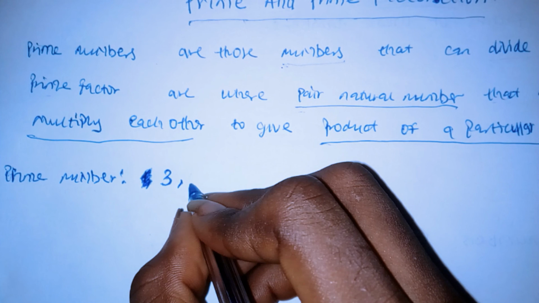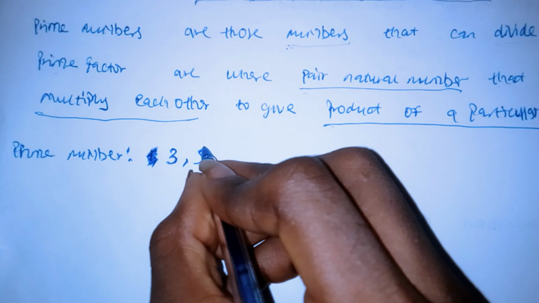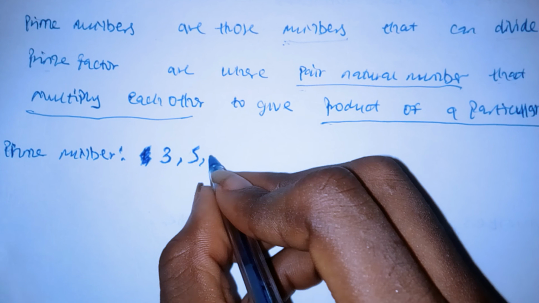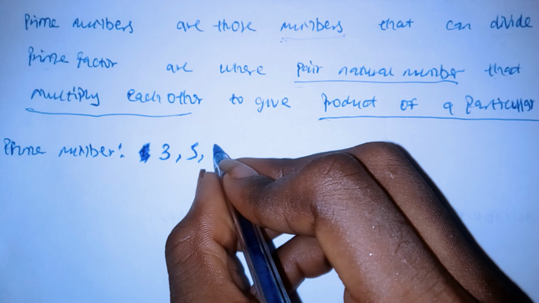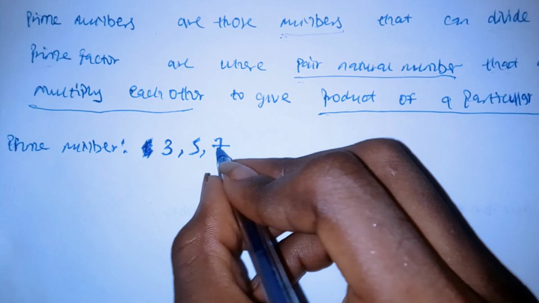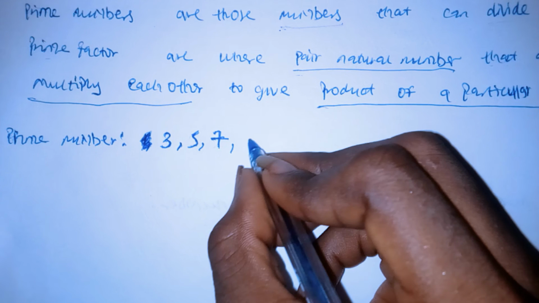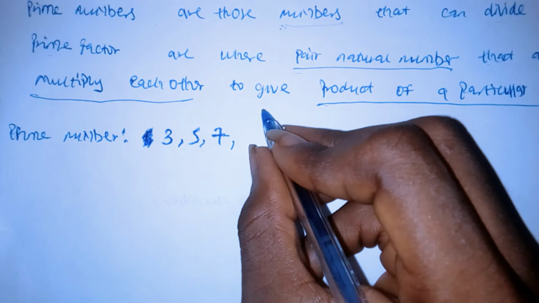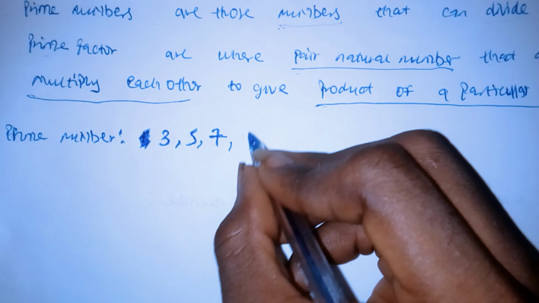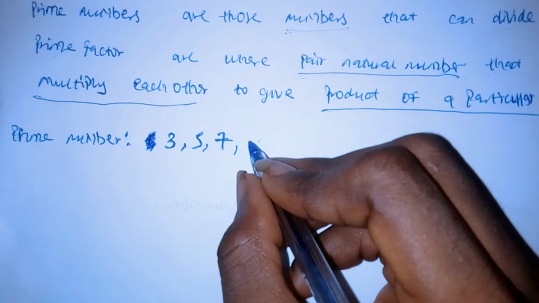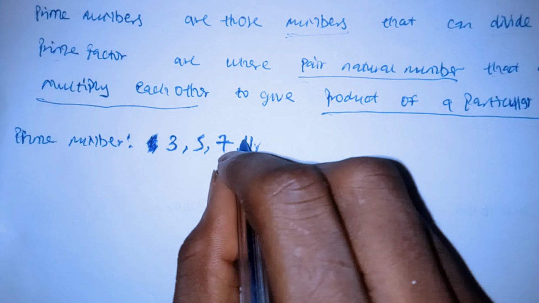4 is not a prime number. It can be divided by 2. 5 is a prime number. It can be divided by itself and 1. 6 is not a prime number. It can be divided by 2 and 3. 7 is a prime number. It can be divided by 7 and itself. 8 is not a prime number. It can be divided by 4 and 2. 9 can be divided by 3. And 10 is not a prime number. It can be divided by 2 and 5. 11 is a prime number. It can only be divided by itself and 1.